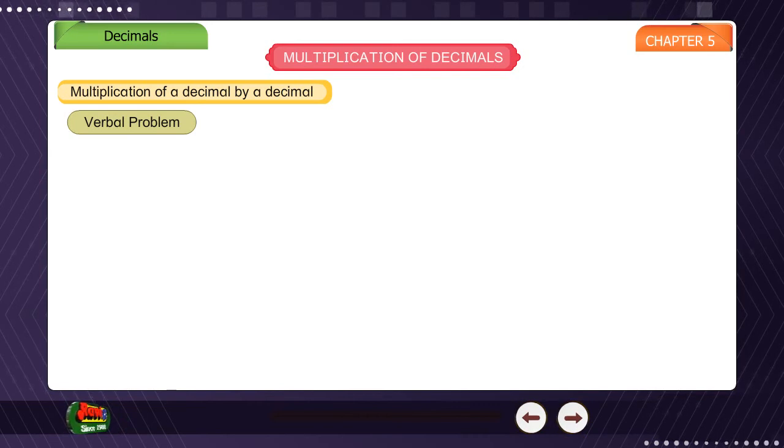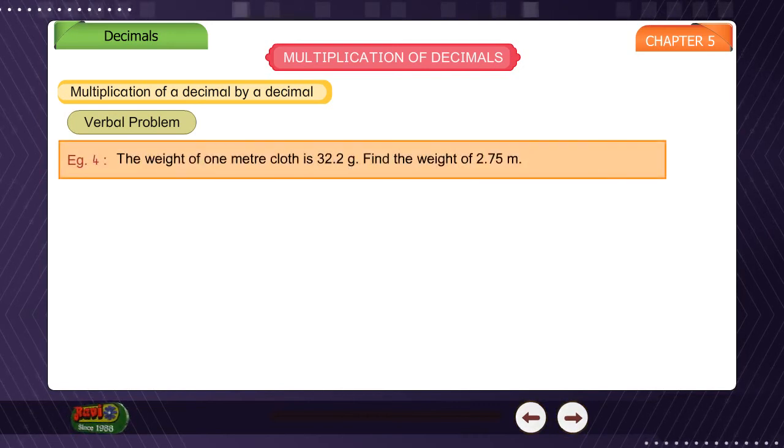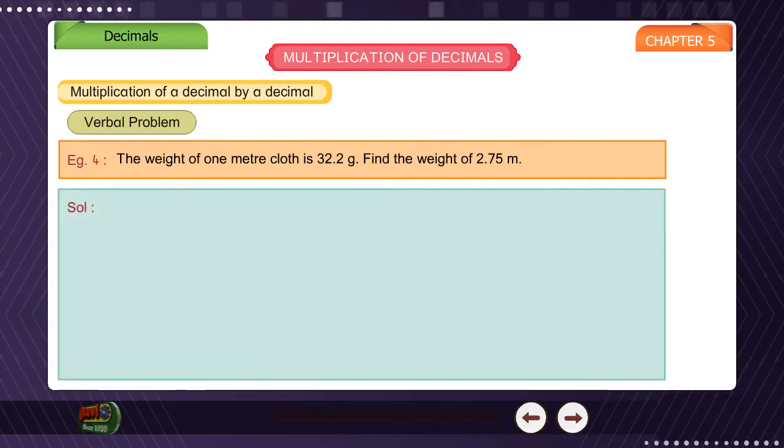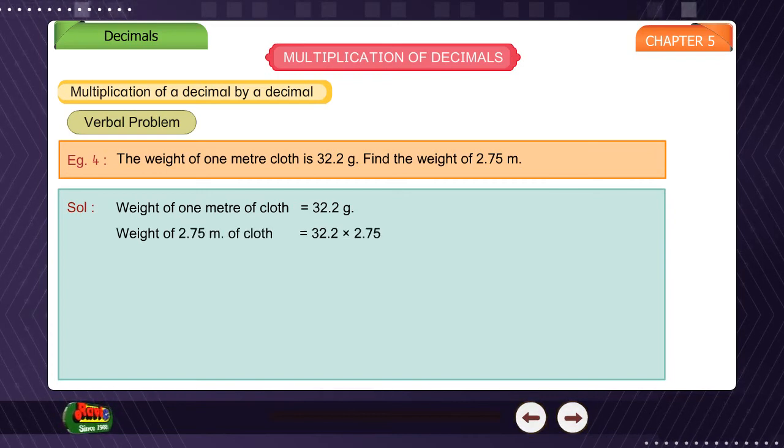Verbal problem. Example 4. The weight of 1 meter of cloth is 32.2 grams. Find the weight of 2.75 meters. Solution. Weight of 1 meter of cloth is equal to 32.2 grams. Weight of 2.75 meters of cloth is equal to 32.2 into 2.75.